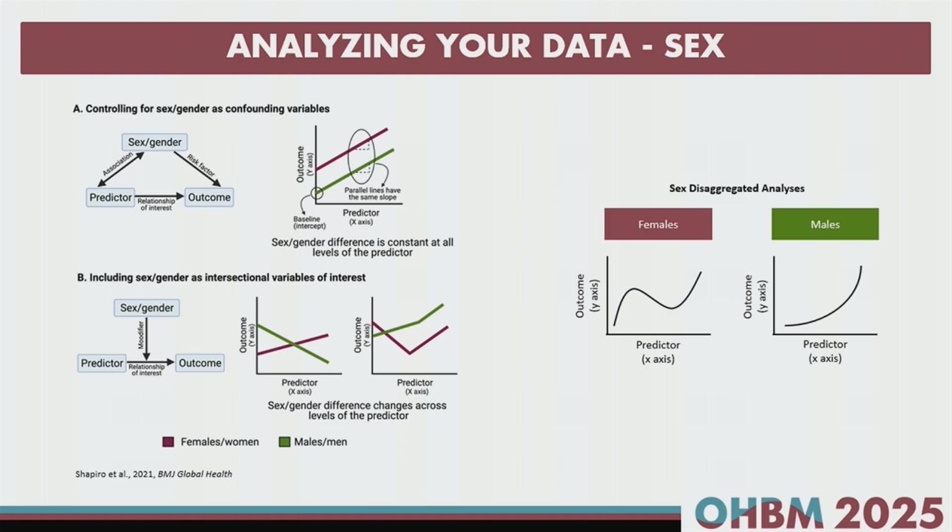Instead, you can look at sex as an interaction term, which is often preferable. This way you can capture sex differences that may change across different levels of the predictor. For example, you might see differences in cortical thickness across different ages for males versus females. Then we can also run sex disaggregated analyses. So run your model in the male-only and female-only samples. This approach is really helpful when you expect the relationship between your independent variable and outcome to be fundamentally different for each sex.